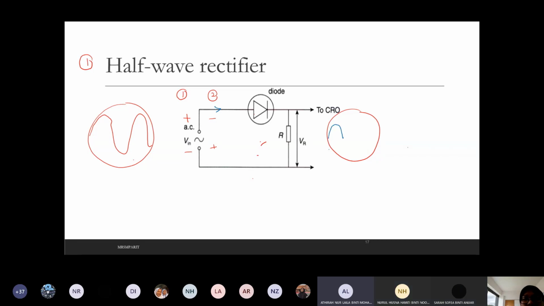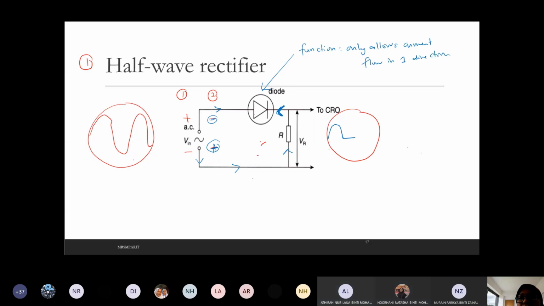Now at second cycle, diode jadi reverse bias. Because current datang daripada sini sebab second cycle macam ni pula. This is second cycle. So current sini, sini, sini. Can current flow? Tak boleh. Kan? Sebab diode function dia apa? What is the function of diode? Only allow current flow in one direction. Okay? So tak dapat bacaan kat sini and then the cycle continue. Dapat positif balik. Okay, good.